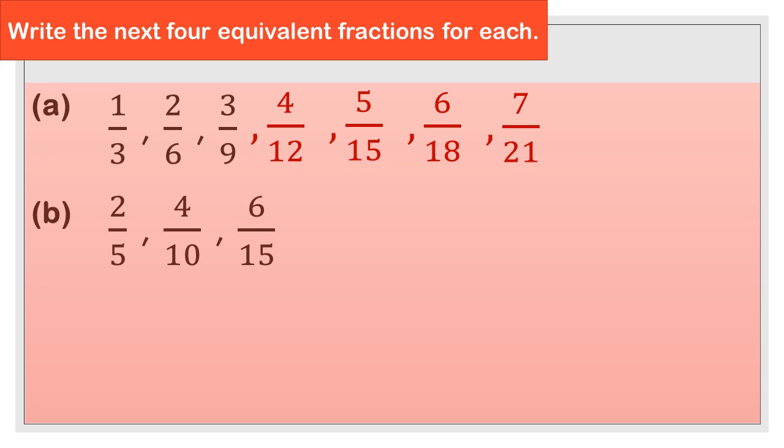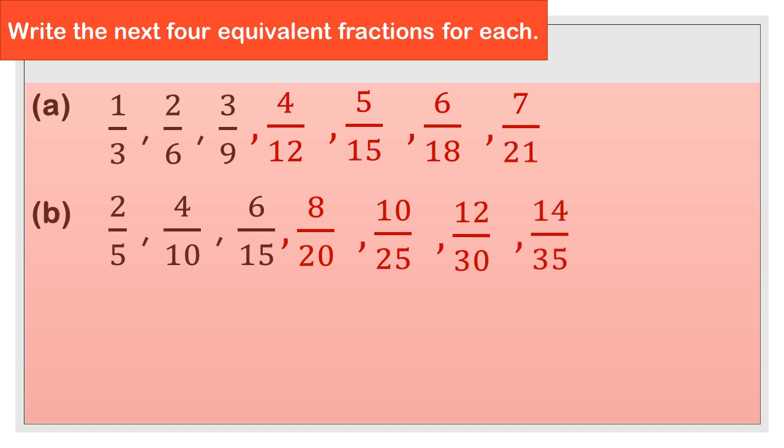Look in the denominator. We have 5, 10 and 15. So what do you observe? Which multiplication table is in the denominator? Yes, the table of 5. So the next 4 numbers are 5 4s are 20, 5 5s are 25, 5 6s are 30 and 5 7s are 35. So the next 4 equivalent fractions are 8 upon 20, 10 upon 25, 12 upon 30 and 14 upon 35.